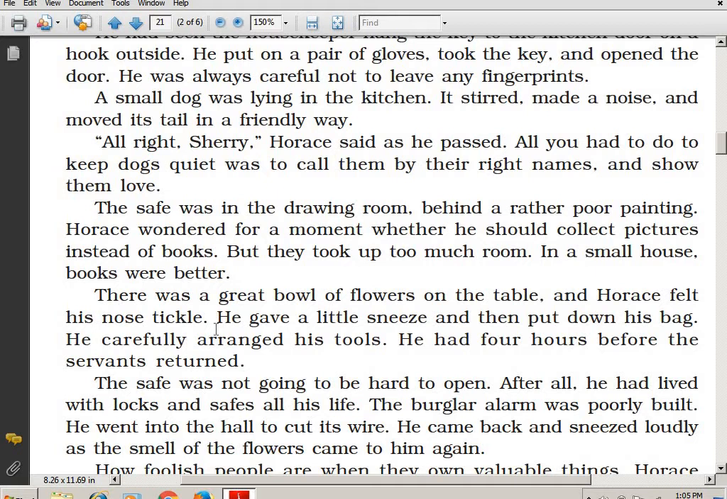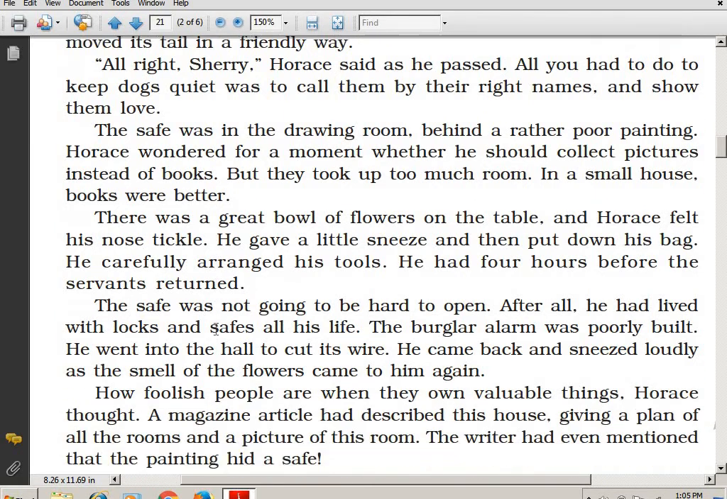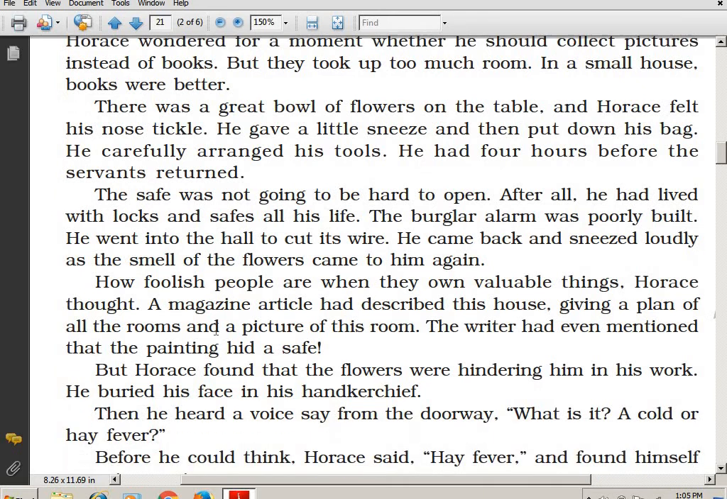The safe was not going to be hard to open. After all, he had lived with locks and safes all his life. So the safe was not going to be hard for him to open, because all of his life he has been dealing with locks and safes.